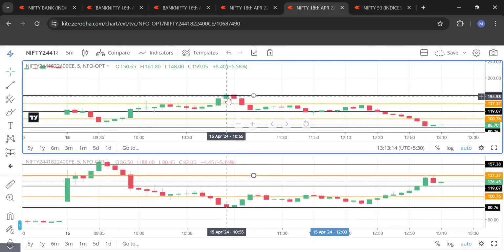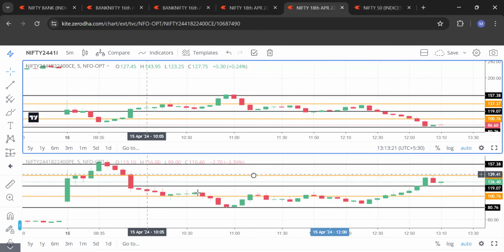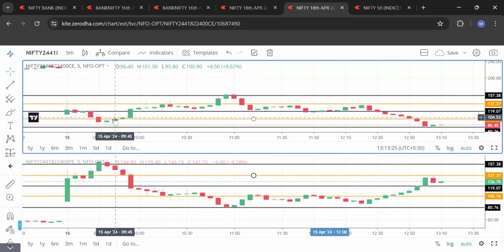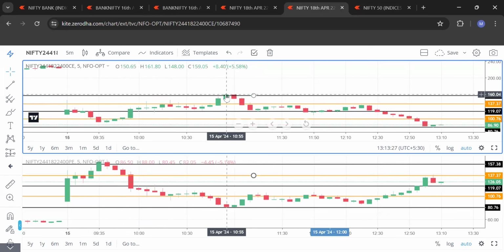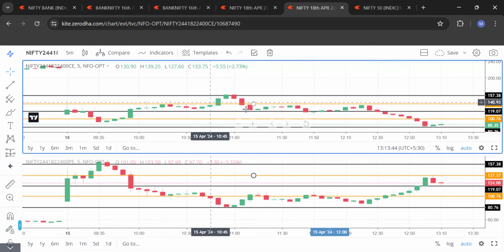See, it always finds the resistance. See, this found the resistance over here. Then this came straight way down. This went straight way up from here that I was talking about. It found the resistance. And I told you partially, the center line is nothing else but the center of the highest high and lowest low of the premiums of the very first candle. That's all.